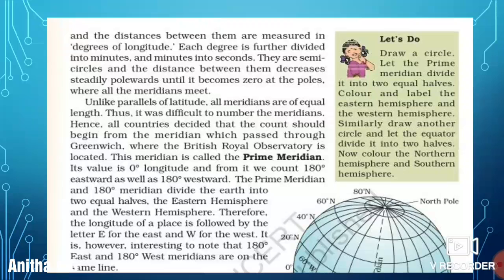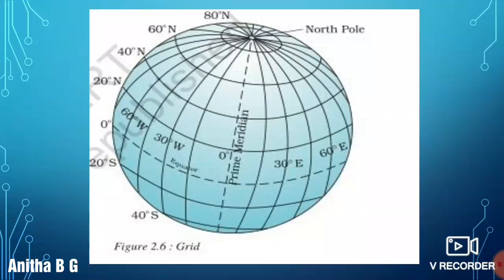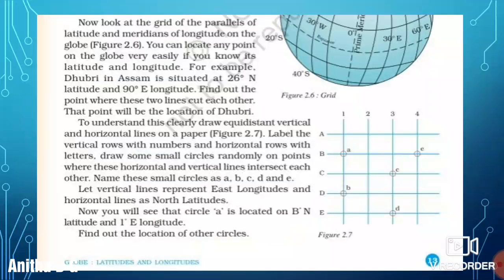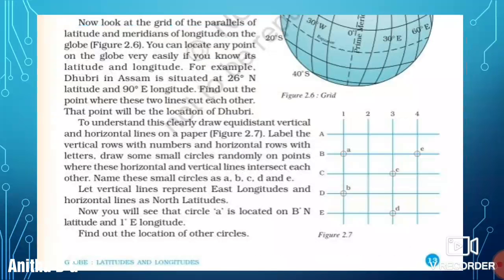Therefore, the longitude of a place is followed by the letter E for east and W for west. It is however interesting to note that 180 degree east and 180 degree west meridians are on the same line. So the prime meridian is 0 degree longitude, and the latitude equator is 0 degree. From the prime meridian, eastward and westward, we can count the meridians or the longitudes. Now, look at the grid of the parallels of latitude and the meridians of longitude on the globe in figure 2.6.